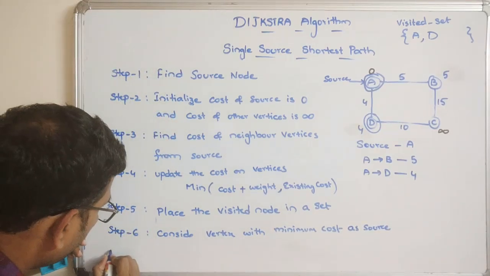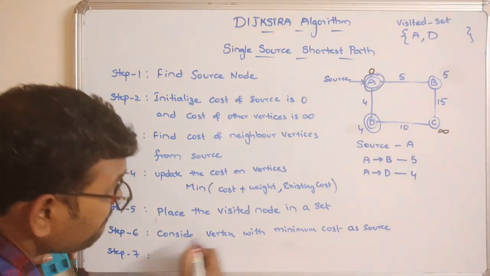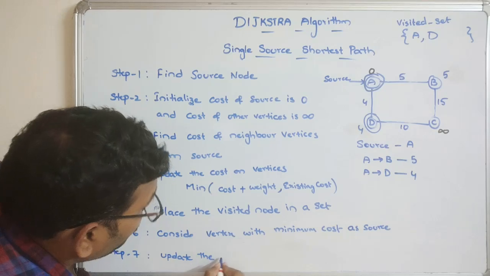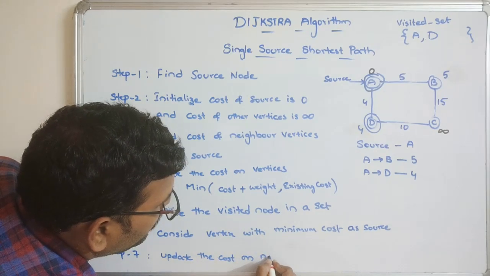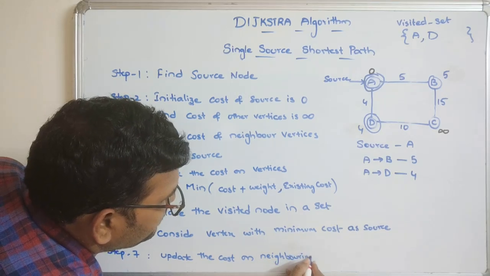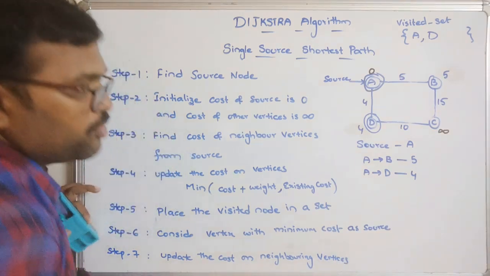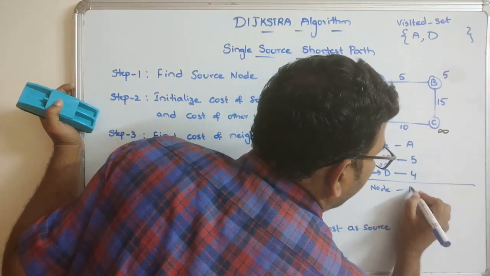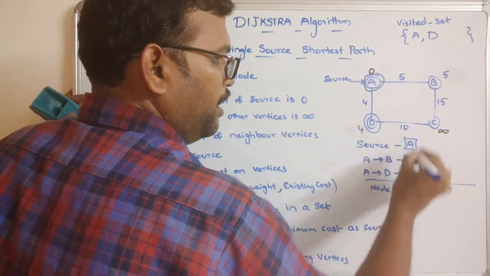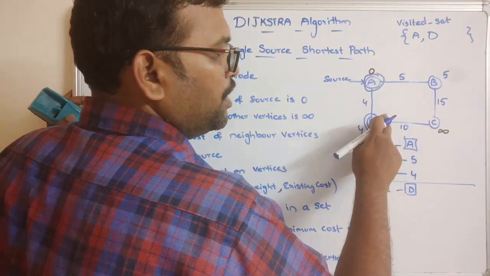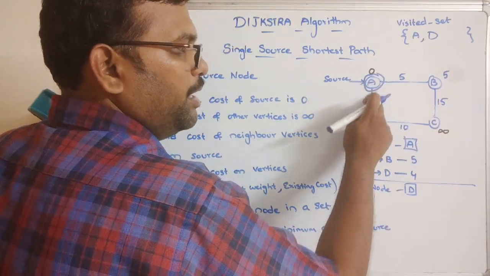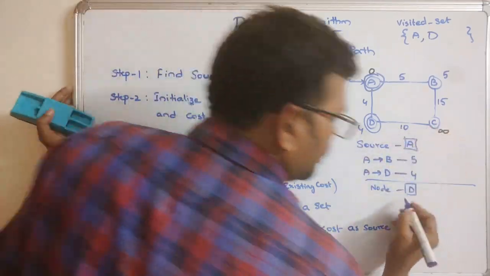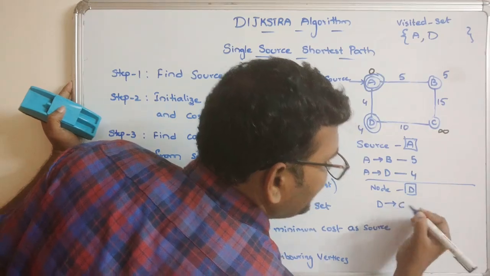Then step 7, update the cost on neighboring vertices. So what are the neighbors? So this has been completed. We are selecting the source as node D. Now we have selected A, and now we are selecting D. What are the neighbors for D? So one is A. There is a direct link to A, right? But A is already visited, so we need not bother about this one. We have only one node, that is C. So D to C.